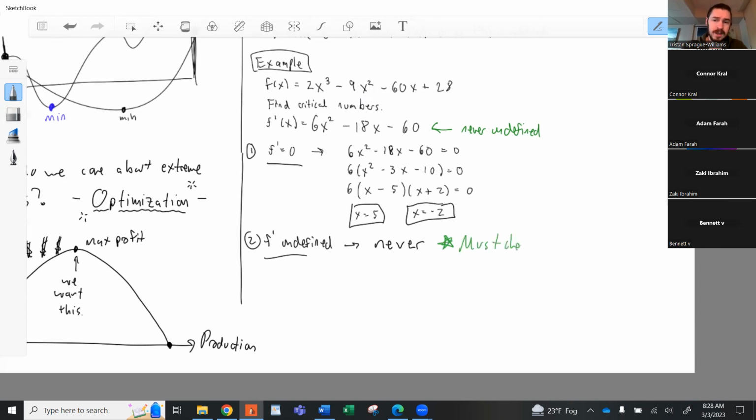You must check, must write something. So in your work, when you are doing this step where you're finding critical numbers, you have to check both 1 and 2. Even if the function's never undefined, I need you to at least write down something like, I checked, this function is never undefined, because I need to know that you are aware that there could be critical numbers that come from that possibility as well. I'll show you examples where there are some. So don't worry, we'll get to that.